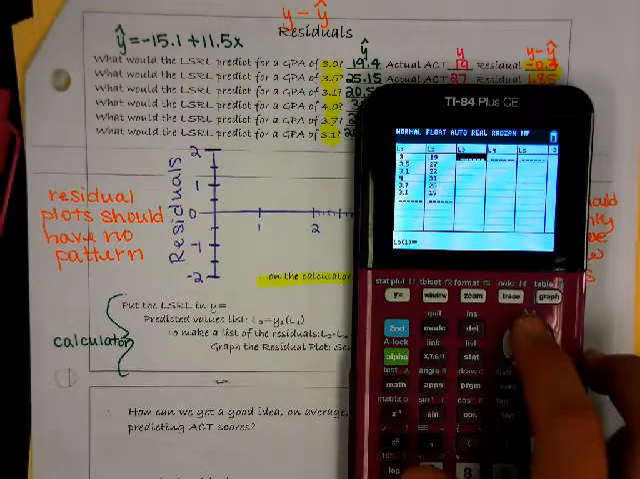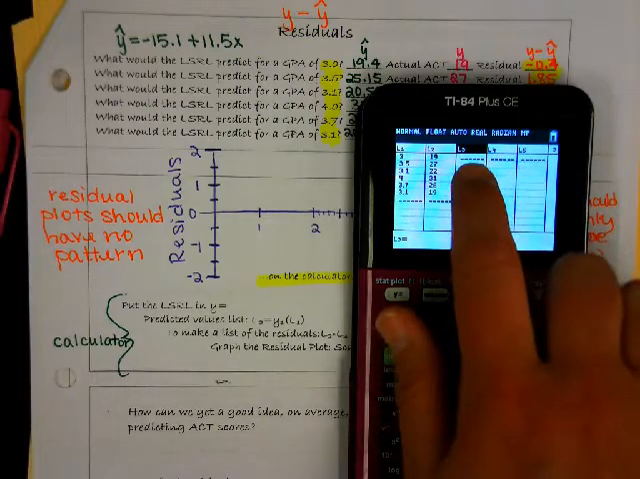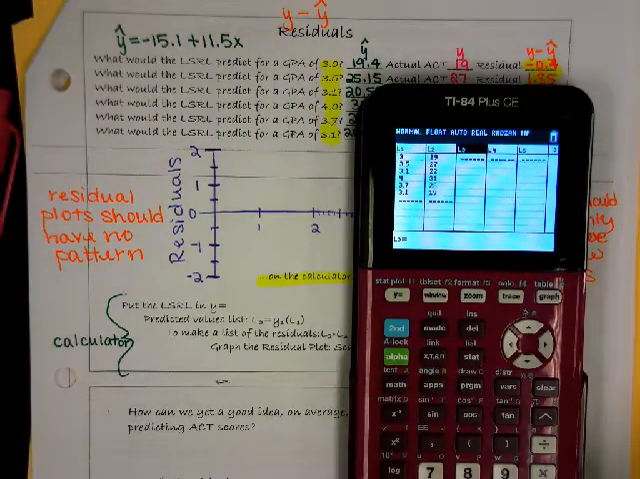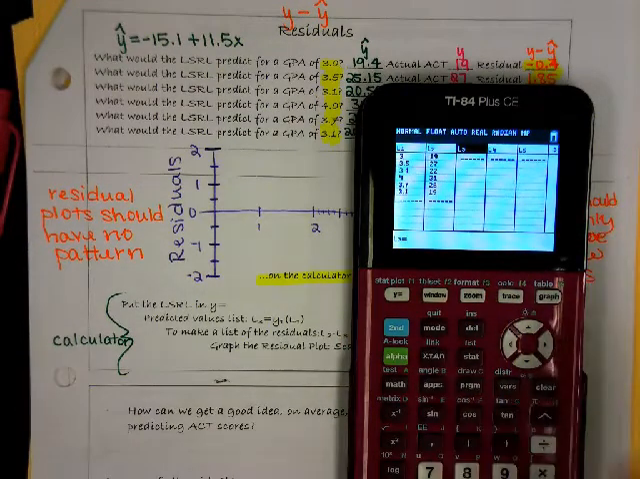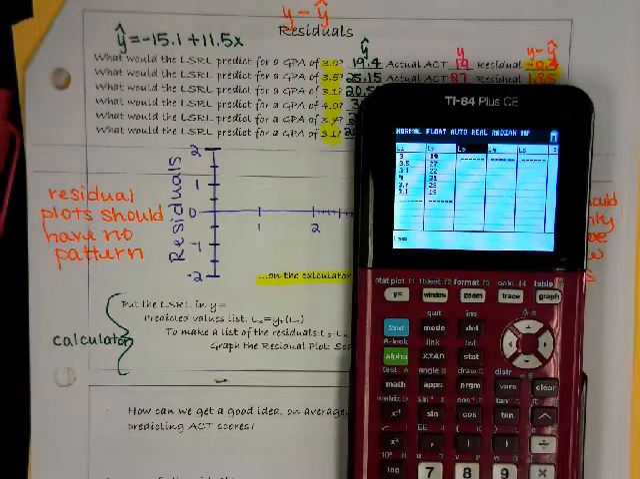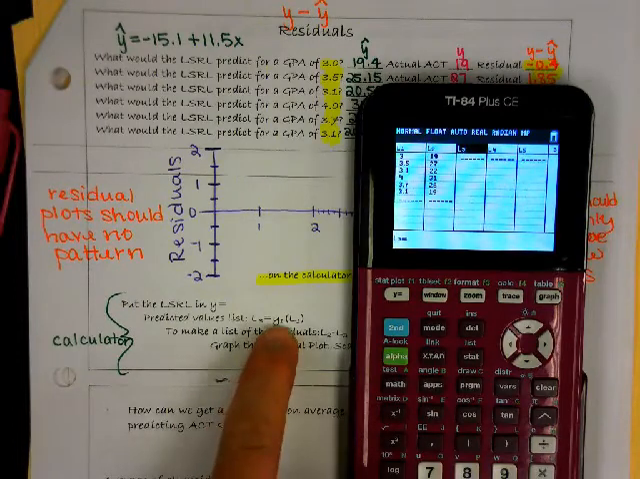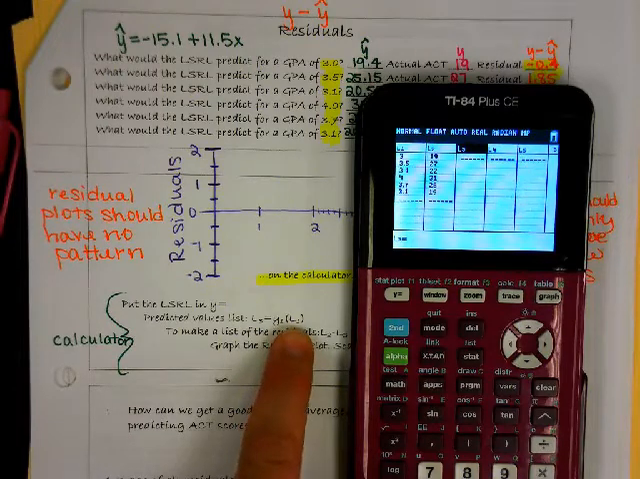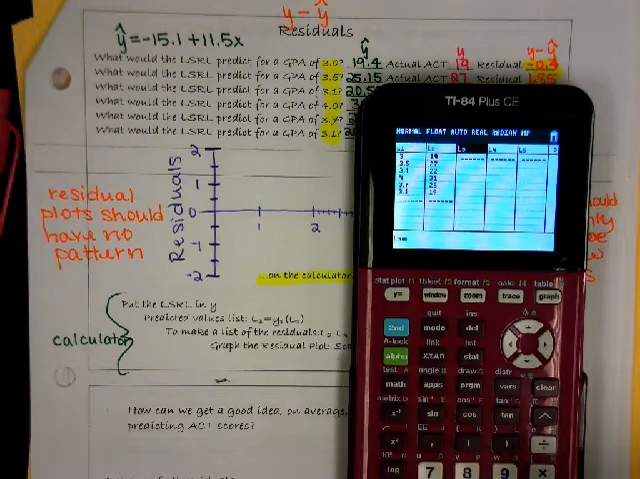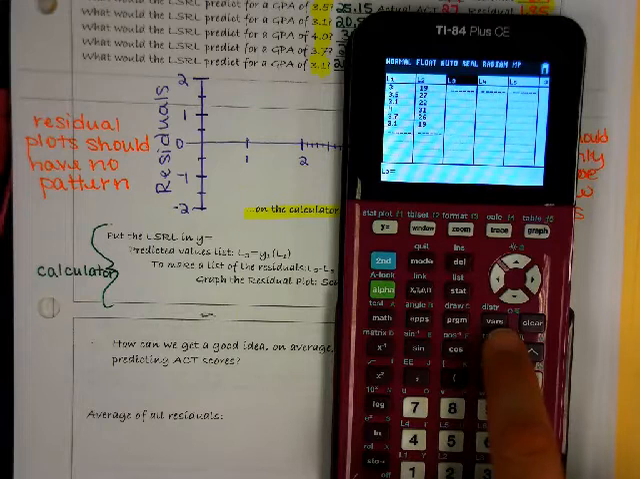And what we're going to do is get all our predicted ACT scores. So we're going to tell the calculator to take our least squared regression line, which we put in Y1, and use list 1 for the X's. Then it's going to give us all our predicted. To get to Y1, you're going to hit vars, not second vars, just vars. It should take you to this menu. You're going to go over and highlight Y-vars.